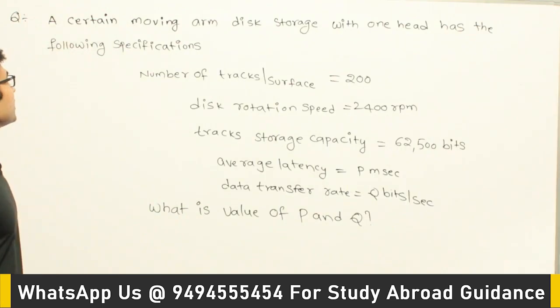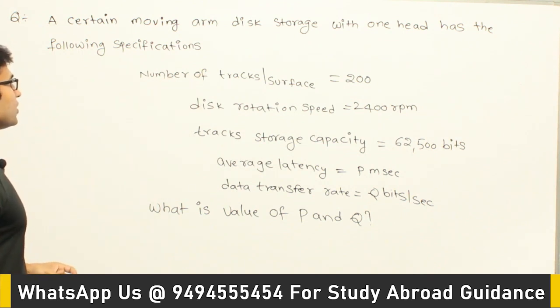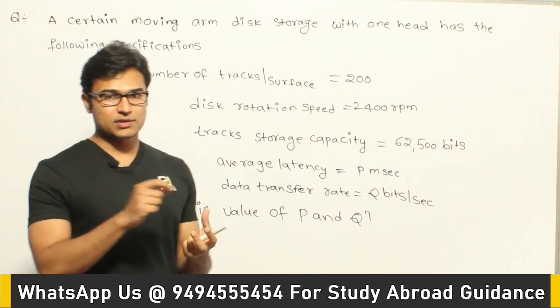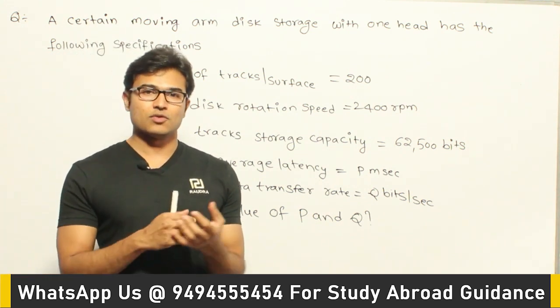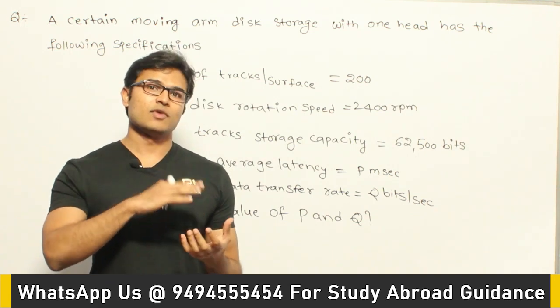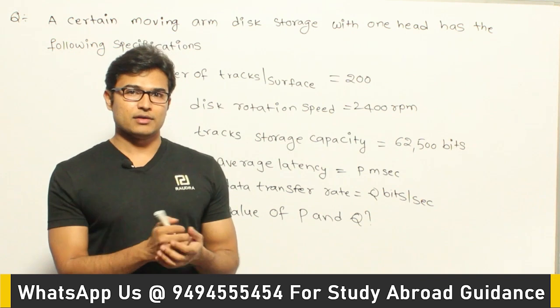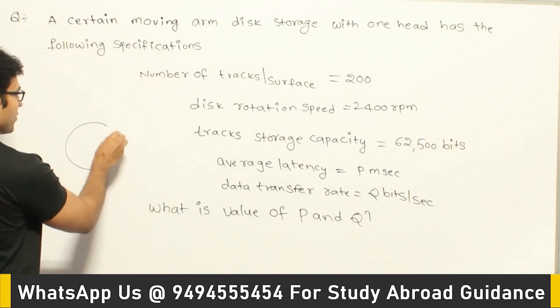Let's see this question. A certain moving arm disk storage with one head has the following specifications. So they are saying that a disk is there and on which the arm is moving. Sometimes we have static arms. For every track there will be one read write head and the arm need not move, right? But in case we have only one read write head, then the arm has to move.